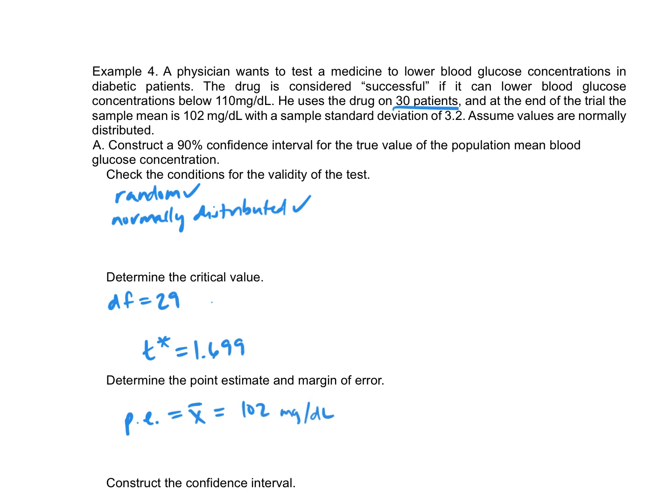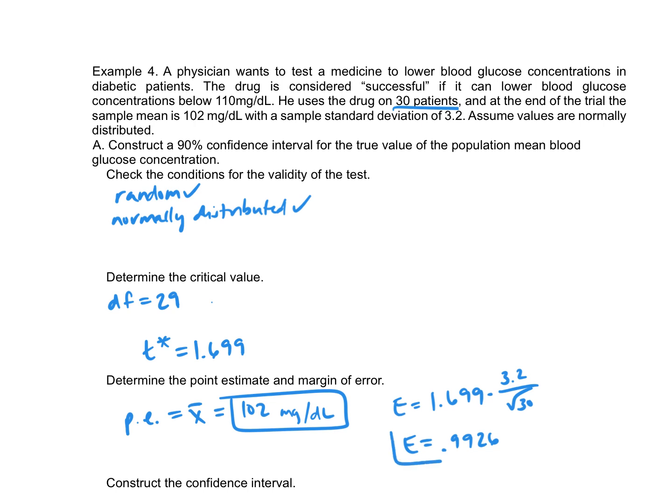Margin of error. So margin of error is the part that you're adding plus or minus. It is T star times sigma, 3.2 over the square root of 30. So my margin of error is 0.9926.